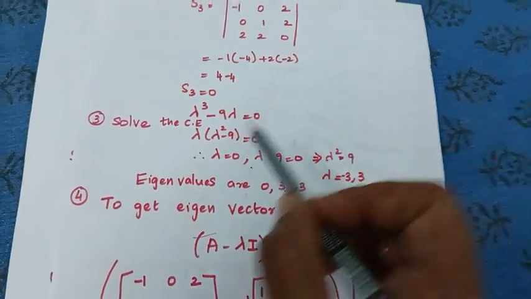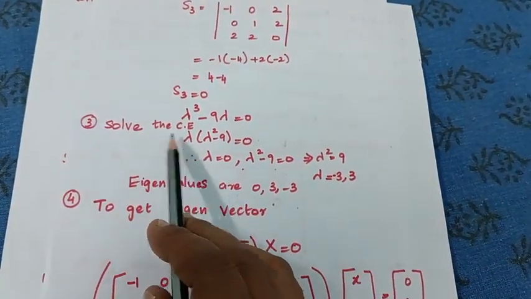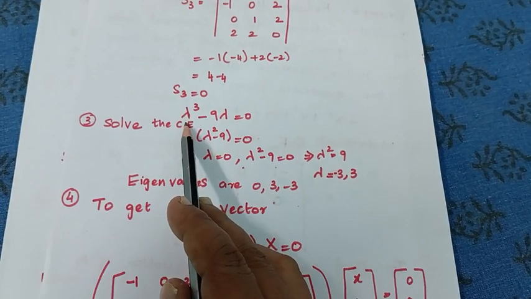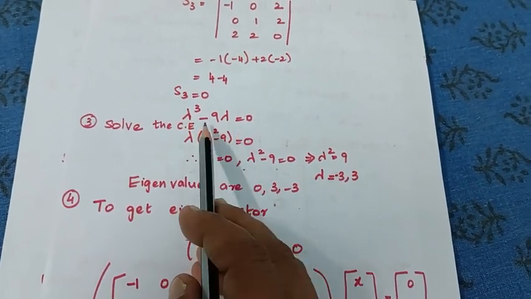So the third step is that we want to solve the characteristic equation. The characteristic equation is lambda cube minus 9 lambda equal to 0.